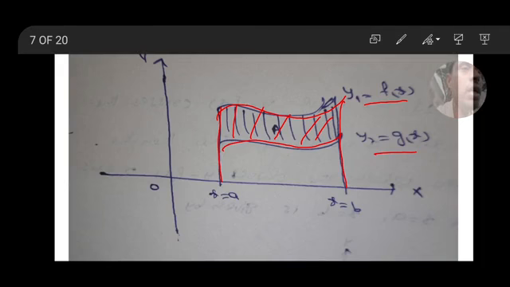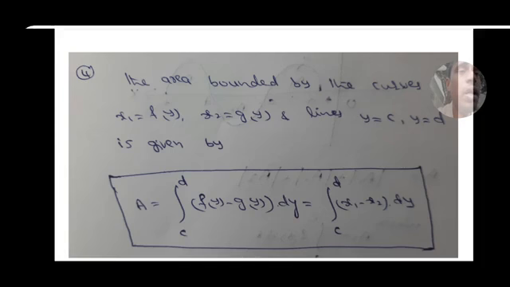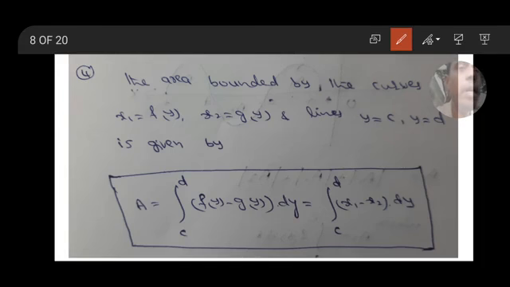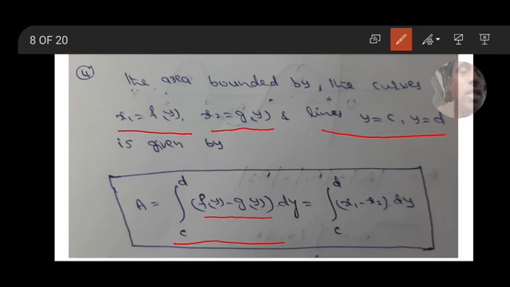Okay, next formula, the area bounded by the curves x1 equal to f of y, x2 equal to g of y, and the lines y equal to c, y equal to d is given by integration c to d f of y minus g of y dy, or integration c to d x1 minus x2 dy.